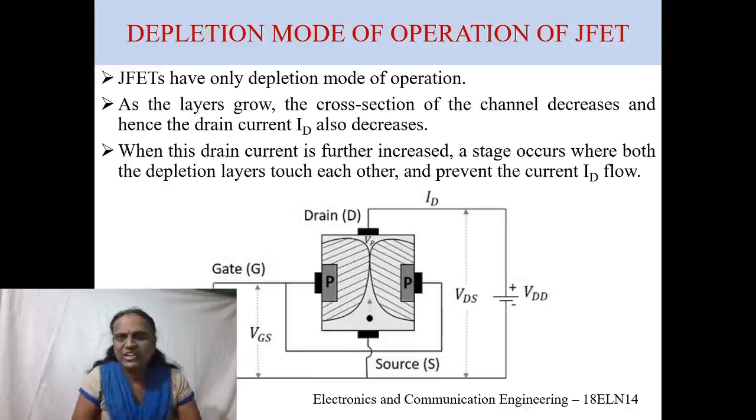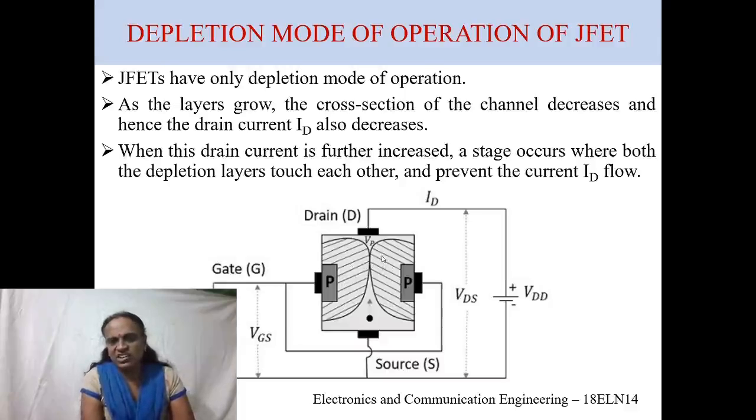JFETs have only one depletion mode of operation. As these depletion layers grow, the cross section of the channel, or the channel gap, decreases, and hence the drain current also decreases. As we increase the voltage further, a stage occurs where these depletion regions, the shaded part as I told you, touch each other.